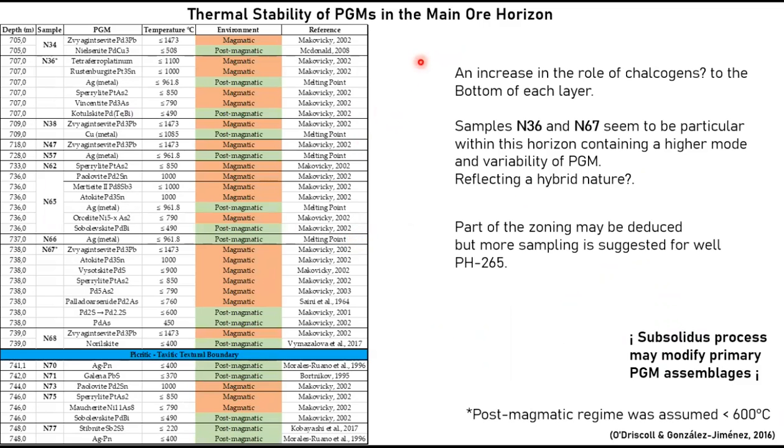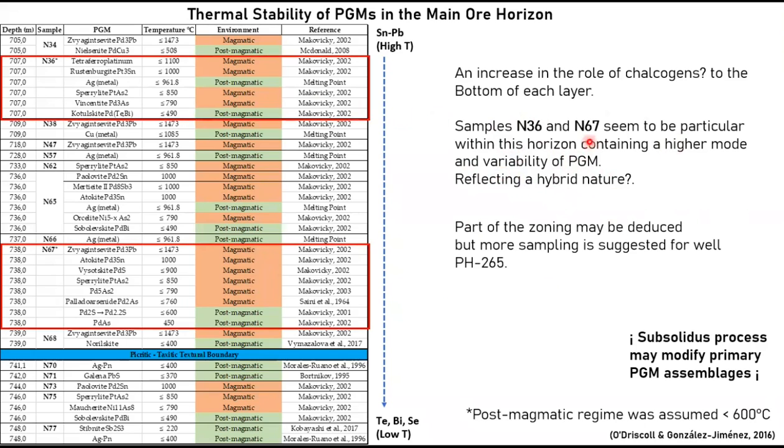We also investigated the PGMs, and we found that there's a compositional distribution for the palladium compounds, where the high temperature palladium compounds are located at the top of the layers of the units. And the role of chalcogens starts increasing downwards, so we found more low temperature compositions at the bottom. In this sample, the zoning is not so evident. However, we will see that next.